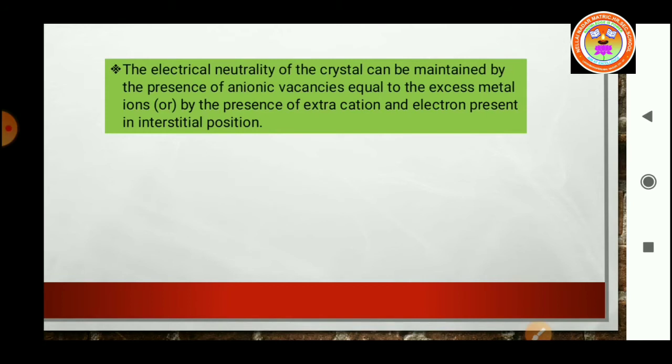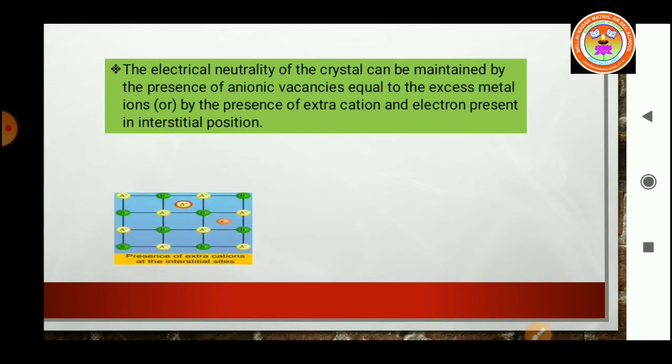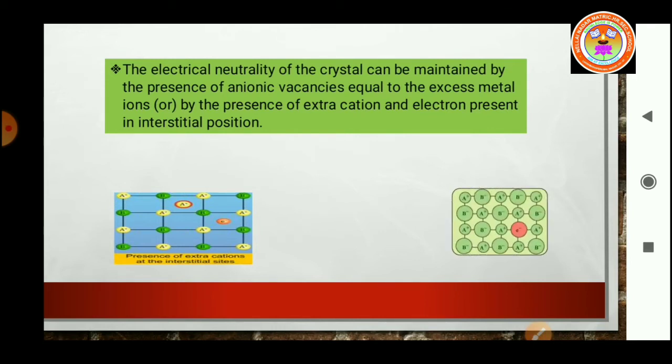Another one is the presence of extra cation. Here also, cation is positive charge, and an electron is present in the interstitial position. Okay, is the meaning clear? Yes, let's see the diagram. The presence of extra cation at the interstitial sites, isn't it? Yes, now this is clear.